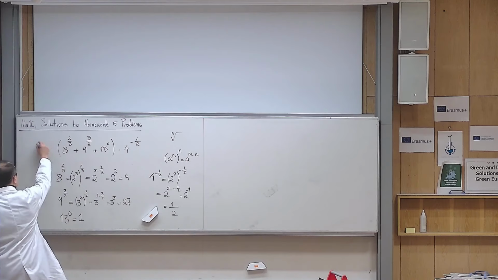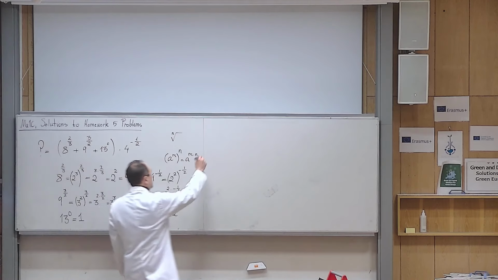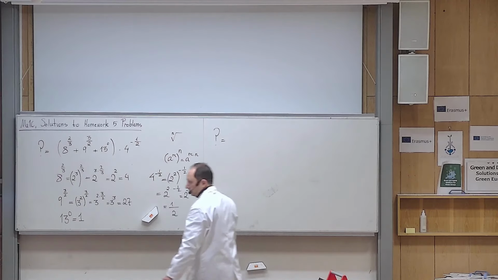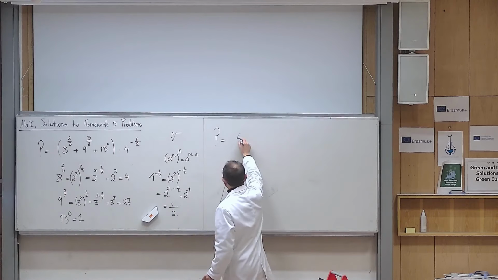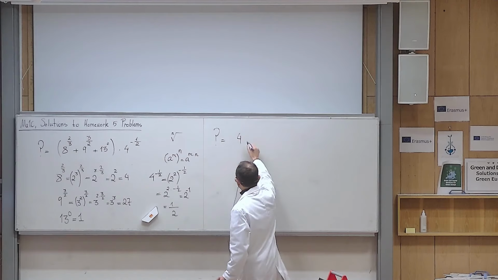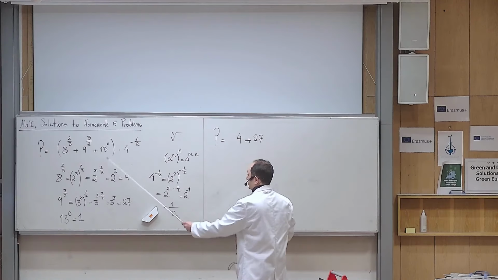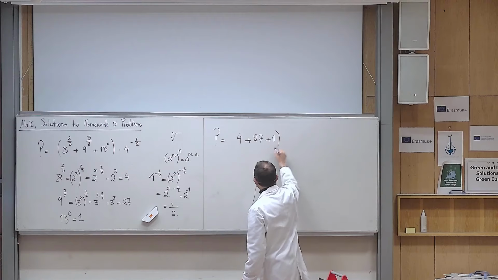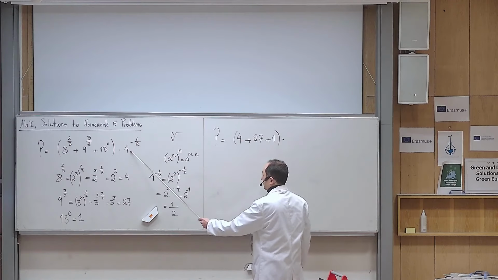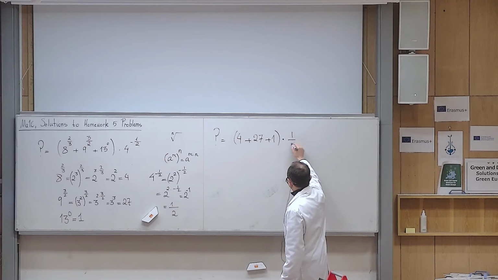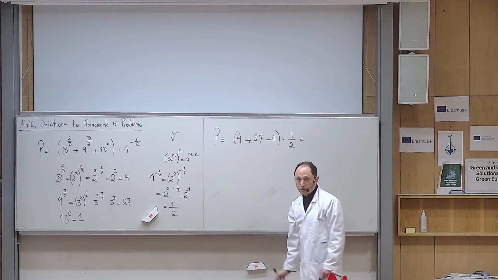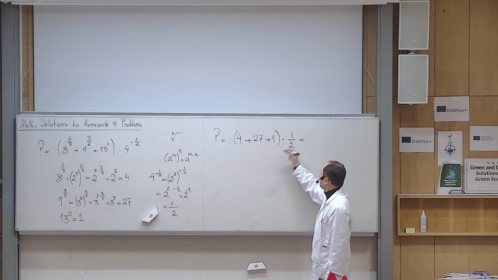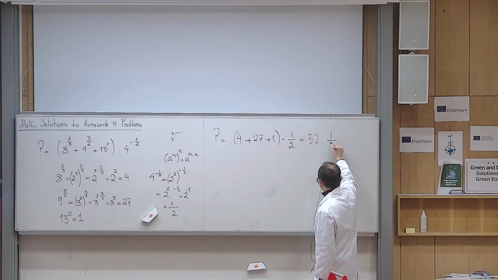So the question mark, if I call it the question mark, now becomes equal to, instead of the first one, I put 4. Instead of the second one, I put 27. Instead of the third one, I put 1. And everything should be multiplied by the last one. But the answer to the last one is just 1/2. And then you know that the pair of brackets prioritizes this operation. So 4 plus 27, 31. 31 plus 1, 32. And then 32 multiplied by 1/2 is 16.